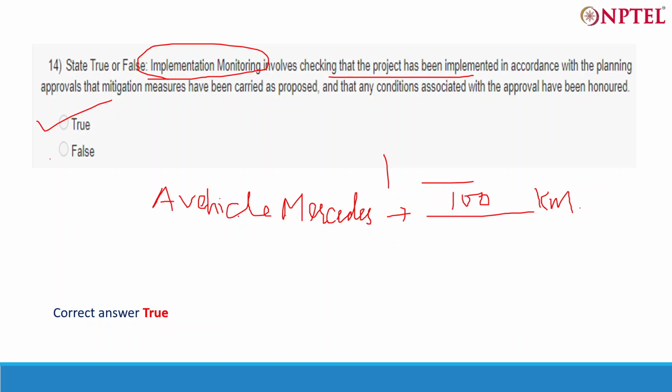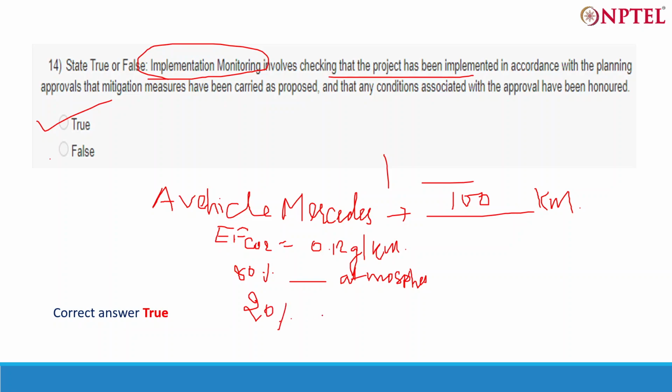Now the emission factor for CO2 emission from this car is 0.12 gram per kilometer. Out of this, 80% of the CO2 is released into the atmosphere, and 20% is captured.